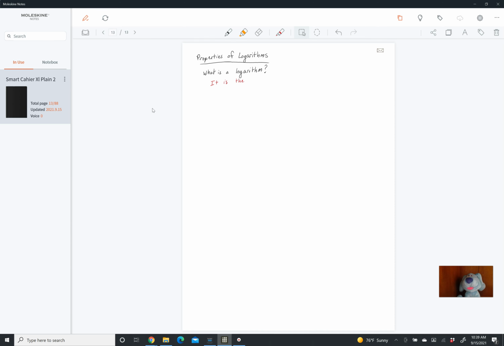It's the inverse of the exponential function. And we've talked about inverses before, right? So this should be familiar to you. The inverse is the reflection of the function in the line y equals x.